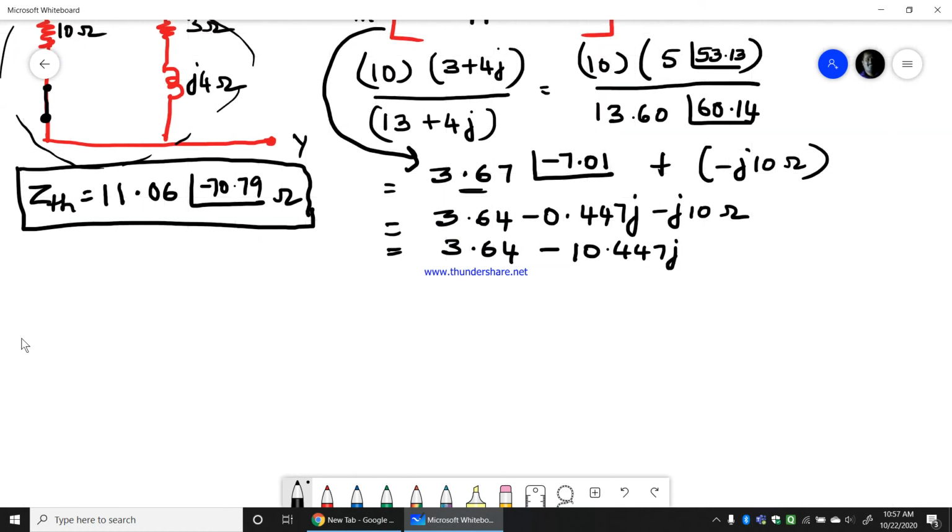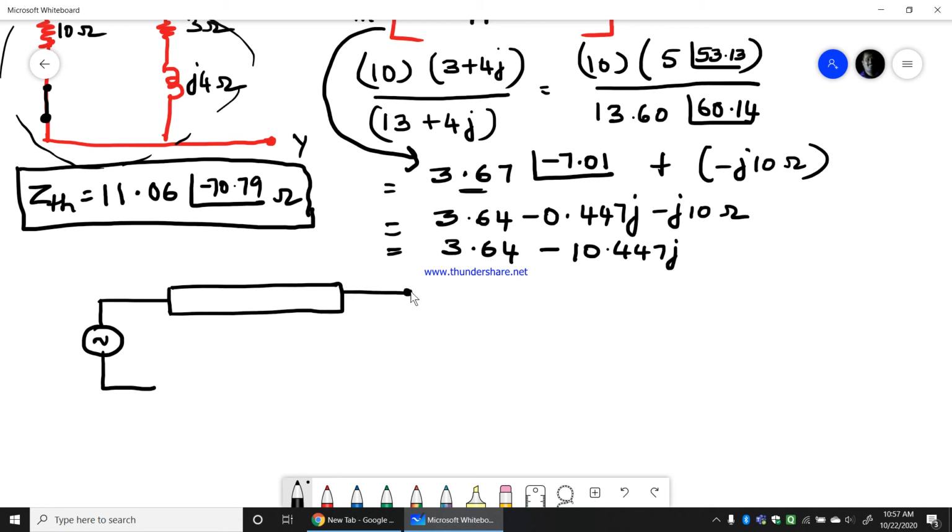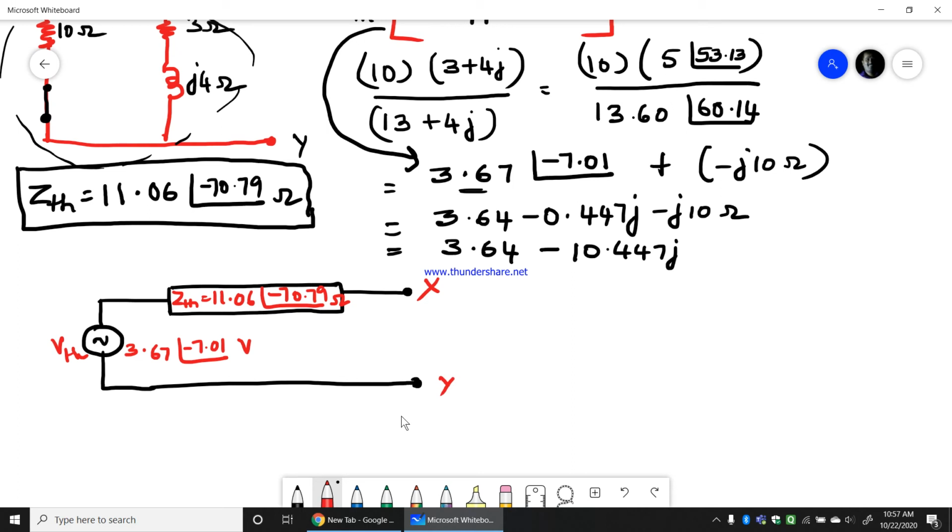Now write the Thevenin's equivalent circuit here. So this is VTH, ZTH, and across the load. Yes, load is not given, we need to write just this circuit. So what is ZTH? 11.06 at an angle minus 70.79 ohms. VTH is 3.67 at an angle minus 7.01 volts. Okay, across this is X and Y. This is the Thevenin's equivalent circuit.